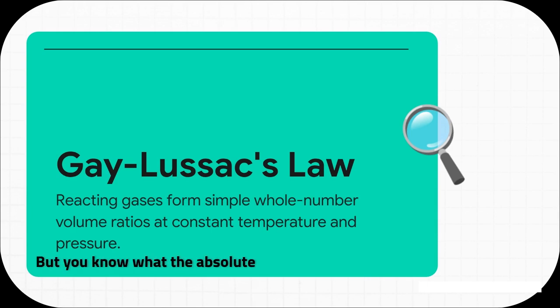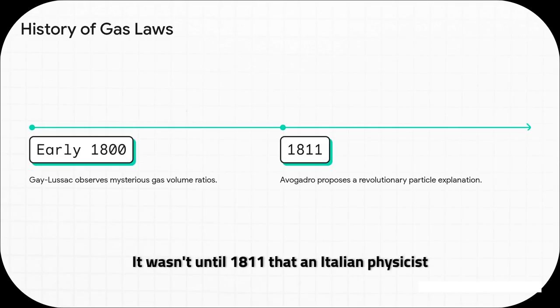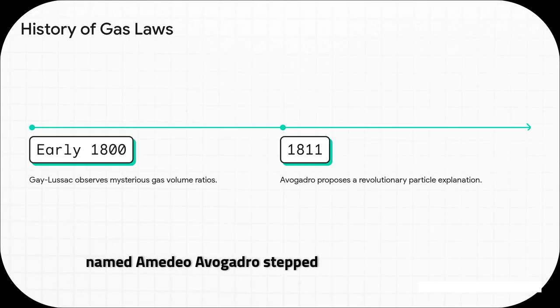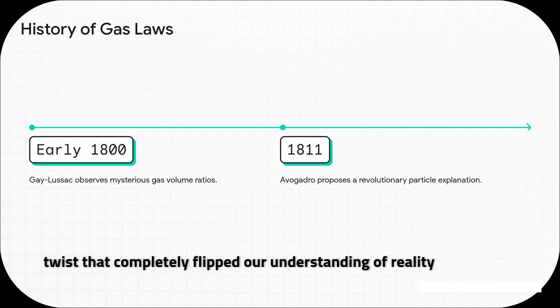But you know what the absolute agonizing part was for early scientists? Literally, nobody could figure out why this was happening. So for years, scientists were just completely stuck. I mean, they could measure the volumes, they could clearly see the pattern, but they completely lacked the microscopic intuition to actually understand it. It wasn't until 1811 that an Italian physicist named Amedeo Avogadro stepped up with a massive plot twist that completely flipped our understanding of reality on its head.